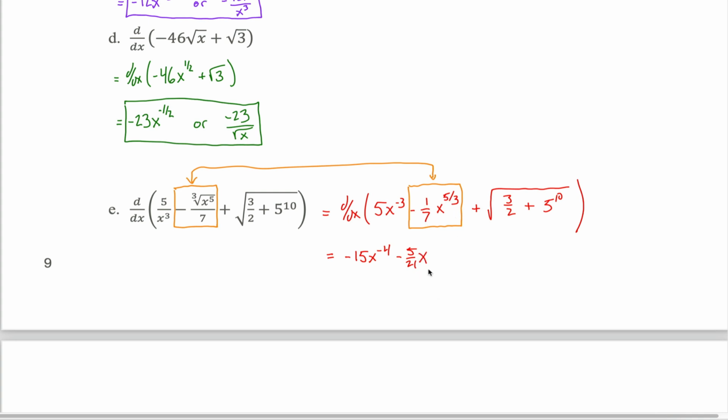Times x raised up to whatever 1 less than 5/3 is equal to. 1 less than 5/3 is 2/3, because 1 less than 5/3 is 3/3 less than 5/3. Then to that, I add the derivative of this huge mess out here, which beautifully is just 0 because that's all a constant, so I don't even have to write it.